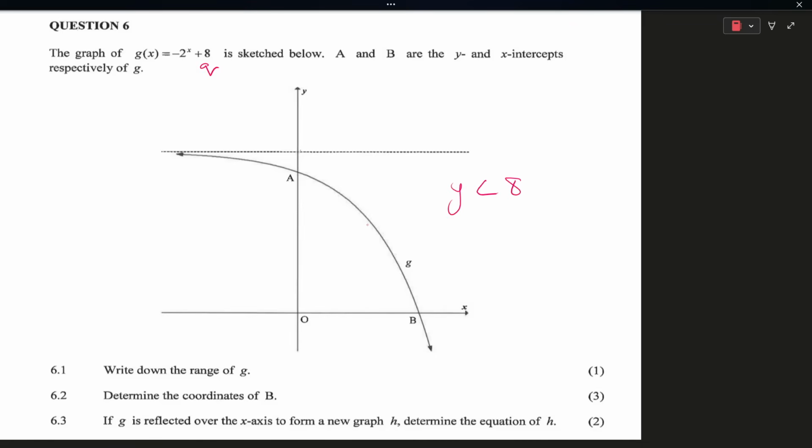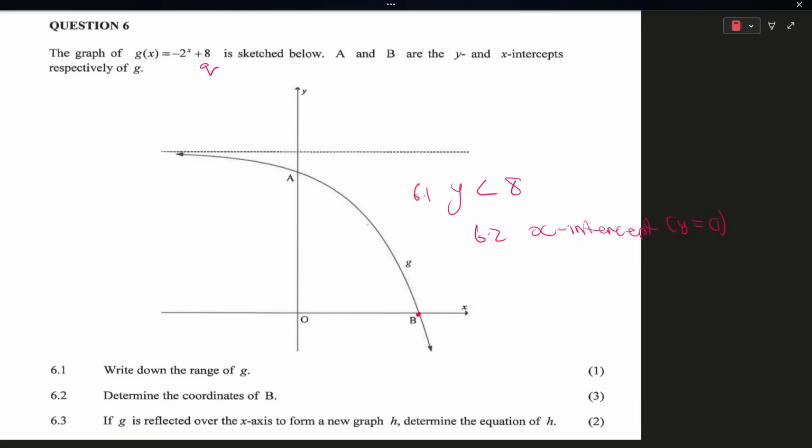So then, what do we do from here? The next question says calculate the coordinate of b. This is my 6.1. If you check, b is my x-intercept, guys. Do you see that? So 6.2, for the x-intercept I let y be 0.